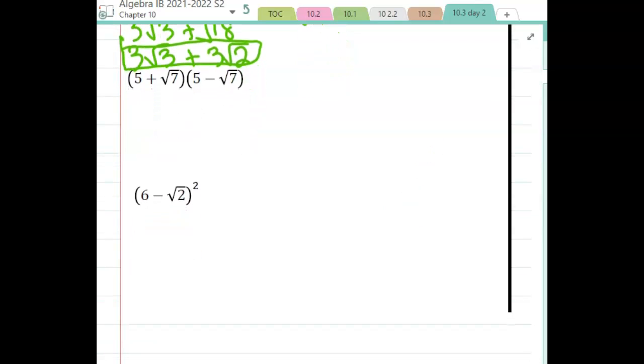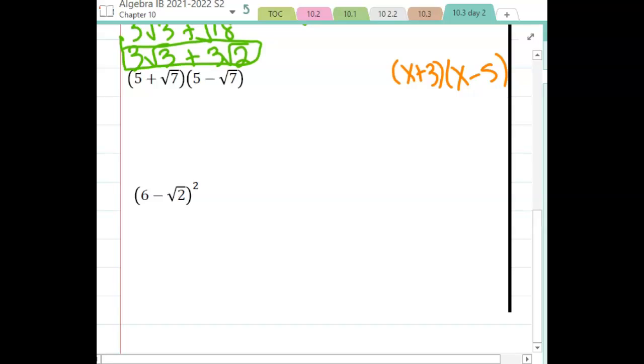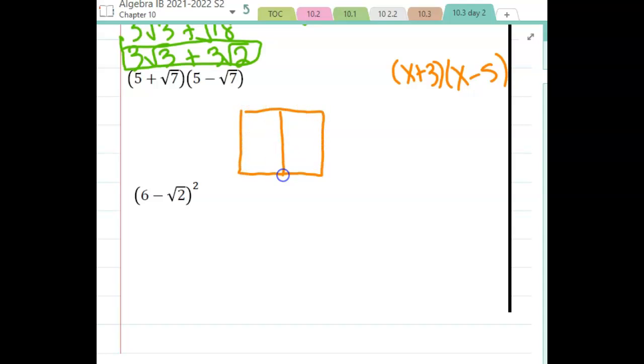Okay. Now the other thing we're going to be doing is multiplying using either the FOIL method or the box method. I'll be honest with you guys, I definitely prefer the box method for these ones. Let's remind ourselves how these work. If I want to multiply 5 plus the square root of 7 times 5 minus the square root of 7, guys, this is the same thing as when I did x plus 3 times x minus 5. You could do the FOIL method, multiply the first, outer, inner, last.